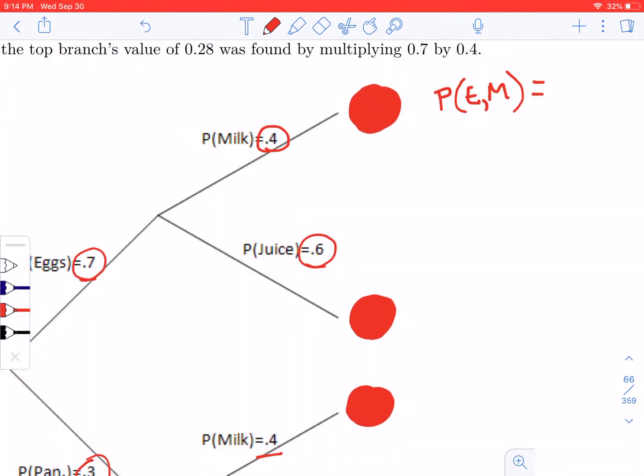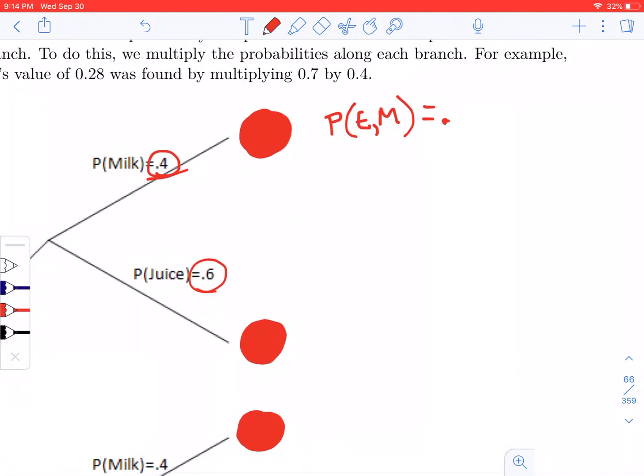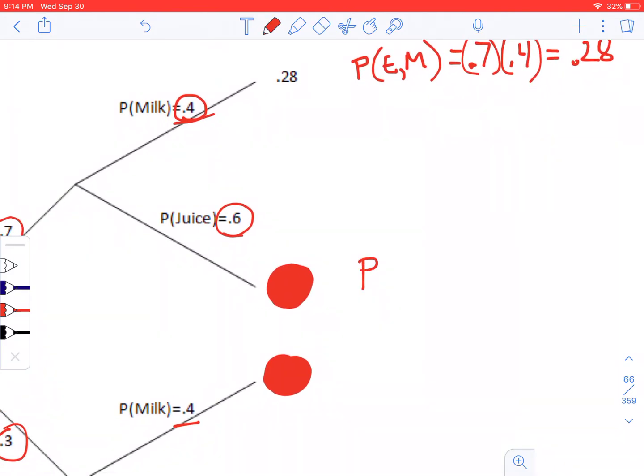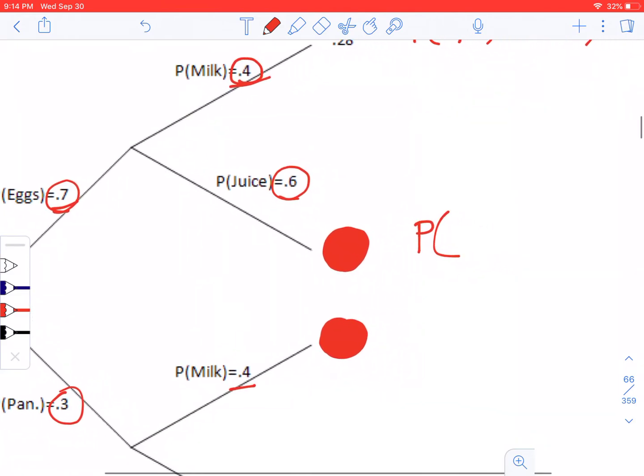And the way we do that is we multiply each of these probabilities, 0.7 times 0.8, 0.4. Hopefully you can do that mentally, because 7 times 4 is 28. We move the decimal spot 2 places. Sure enough, 28%. What is the probability now of choosing eggs and juice?